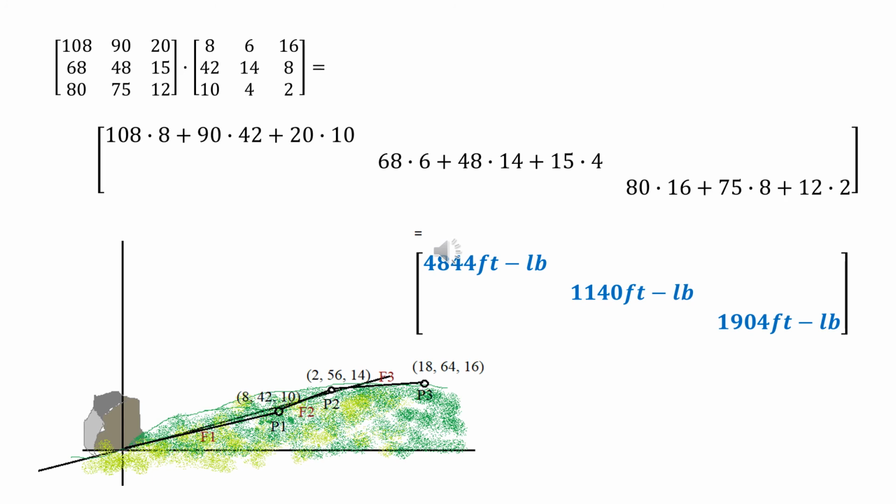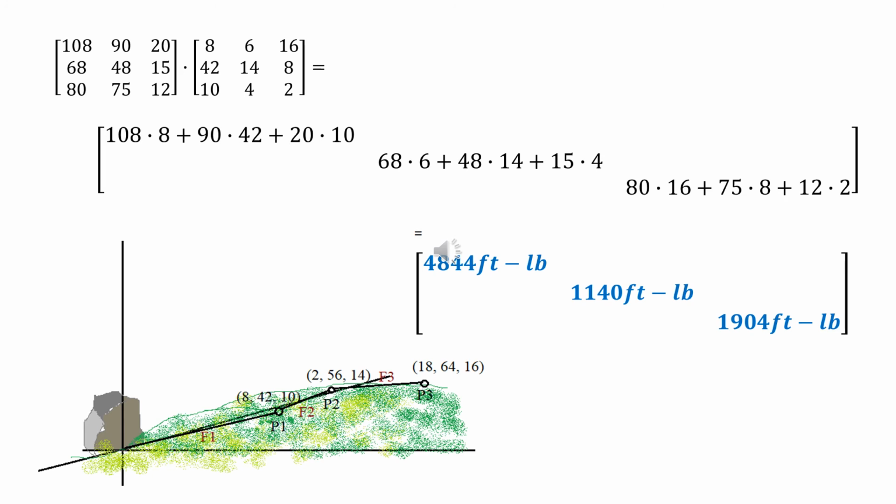If I took the second row and multiplied it by the first column, I would be applying force 2 to the first motion, but force 1 caused the first motion, so again, that doesn't make sense. So only the values on the diagonal end up making sense in this application.